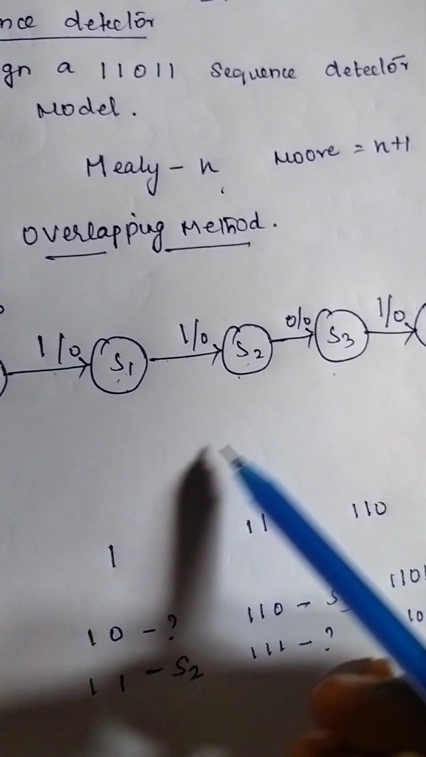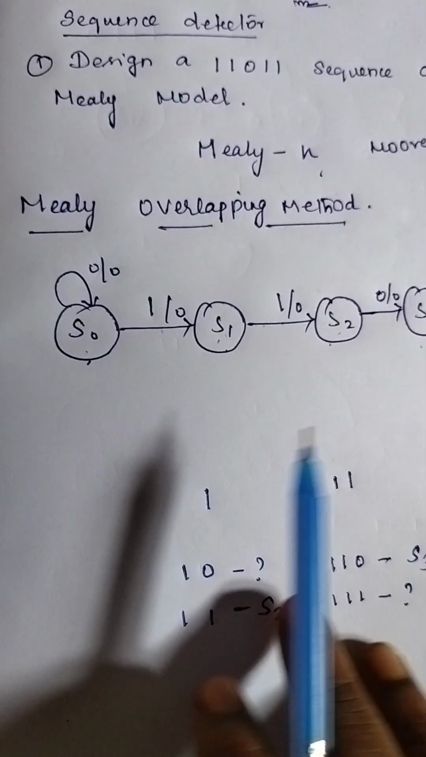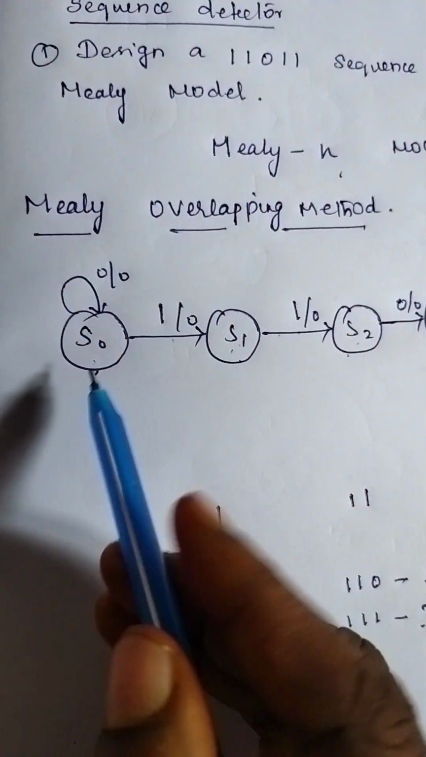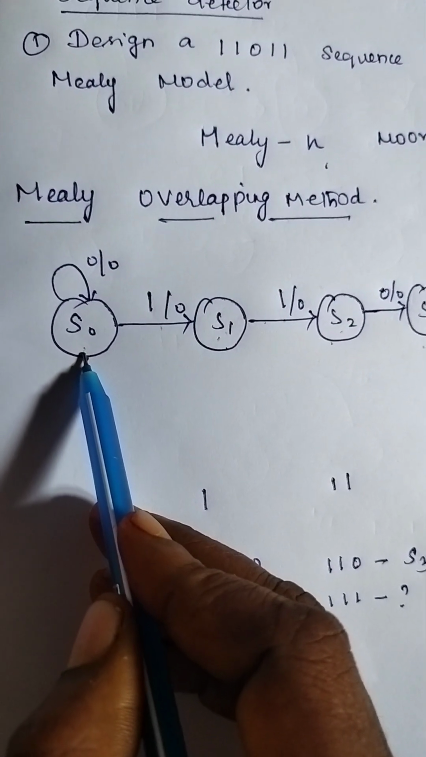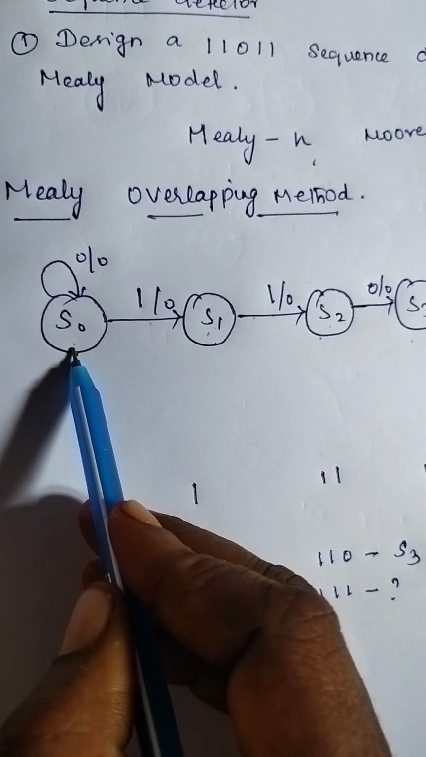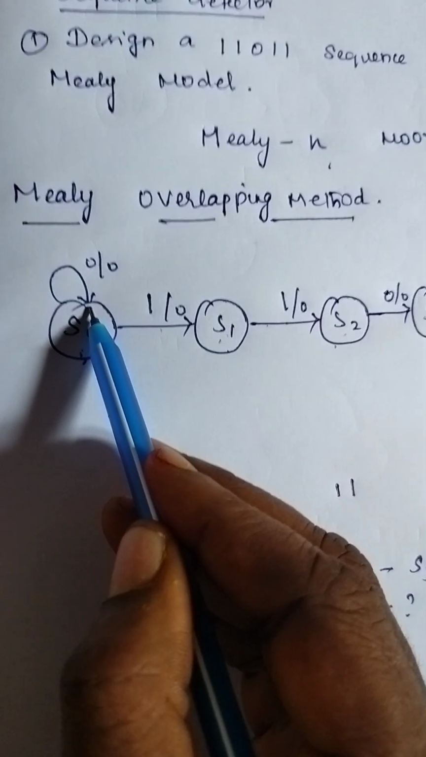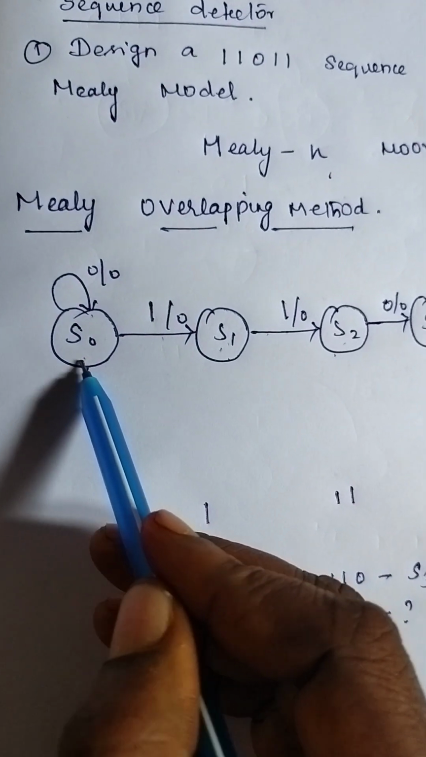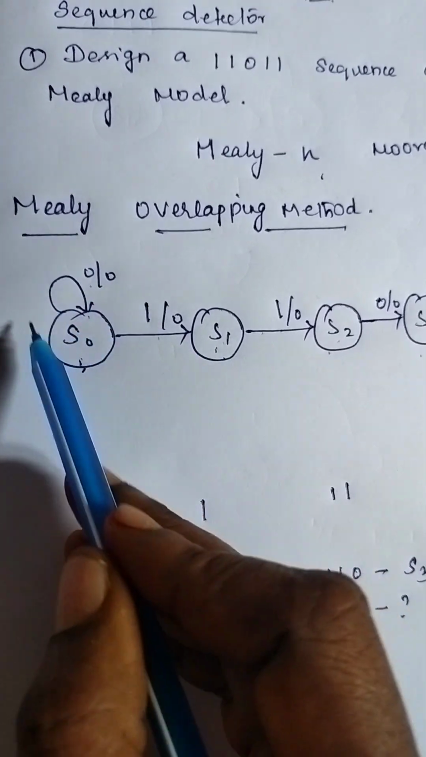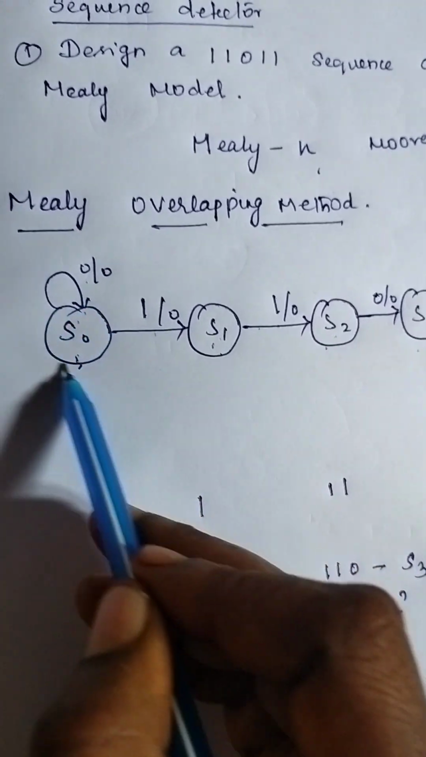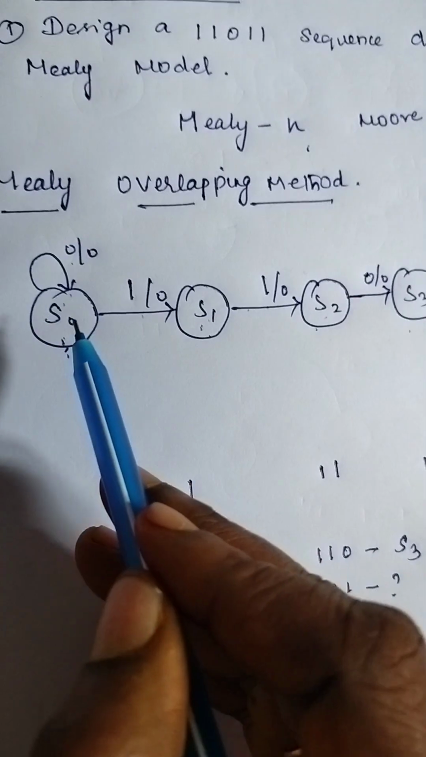Now we are going to see how to complete the state diagram by using the overlapping method. Already I said that I'm going to start with S0. We are assuming that it's going to be your reset state. If it is reset, it retains in the same state. If your input is 1, it moves to the next state, S1. If your input is 0, it retains in the same state because we are assuming that S0 is your reset state.